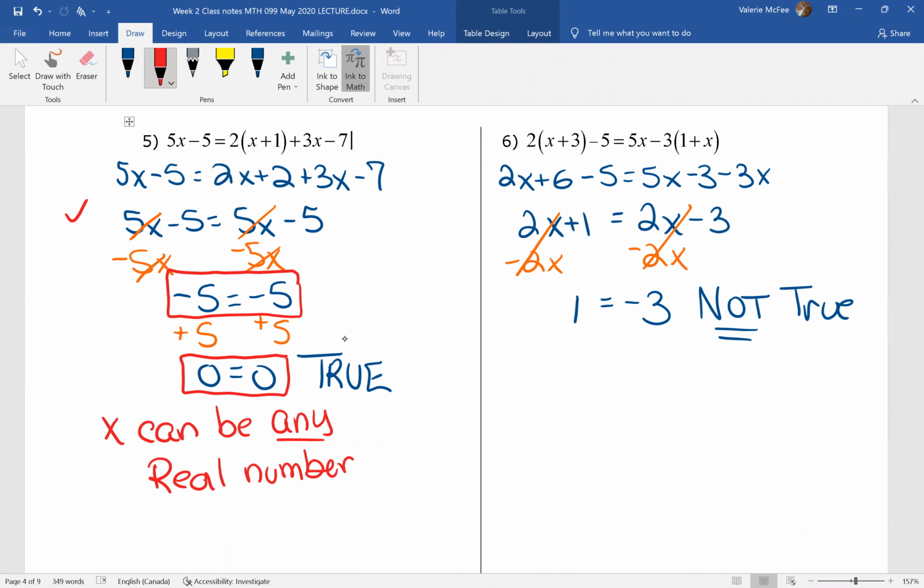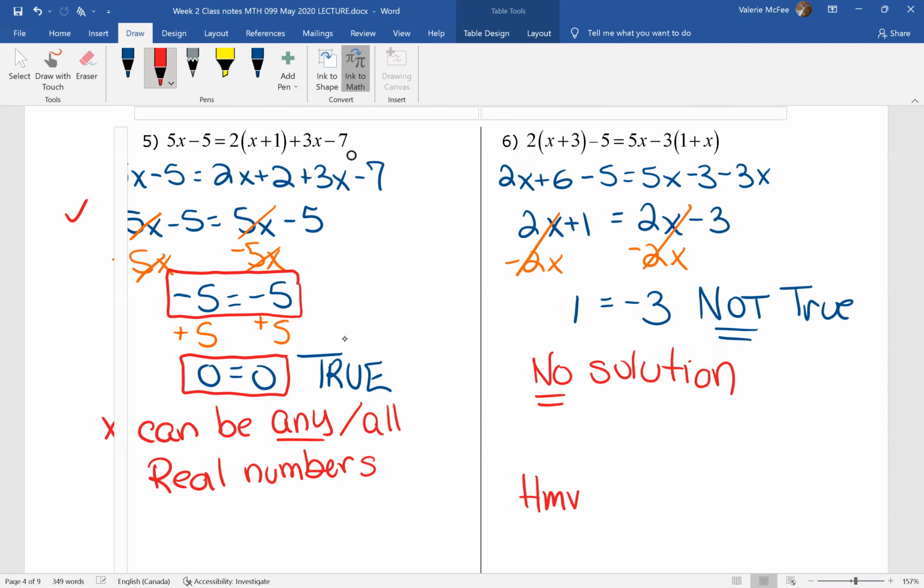So all real numbers for x would be our solution. In question 6, we have a statement that is not true. This tells me there is no solution. It doesn't matter what value I put in for x, it will not work. There is no solution when the statement is not true. Make sure you understand the difference between those. And if you need extra practice, use the homework assignments that are found in Pearson. You can do those questions over and over again and practice there.